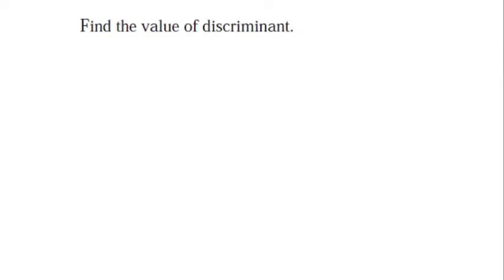Now there is another question to find the value of the discriminant. So let's have the first equation, x square plus 7x minus 1, that is equal to 0. We have to find the value of discriminant. So for this one, first of all, this is equation number 1, and we have to compare this with the standard form. So compare equation 1 with the standard form, that is ax square plus bx plus c is equal to 0.